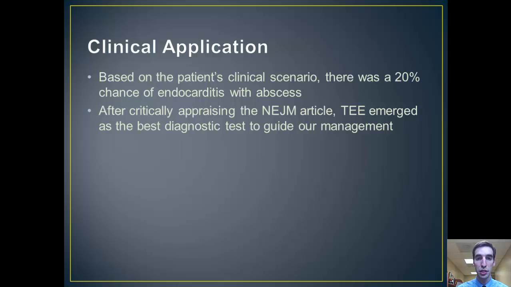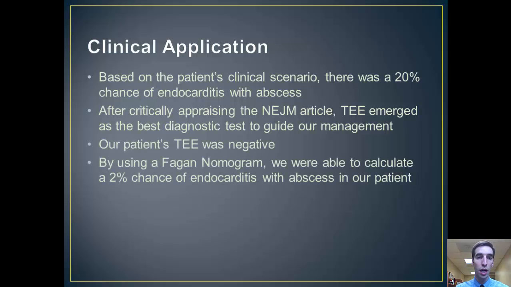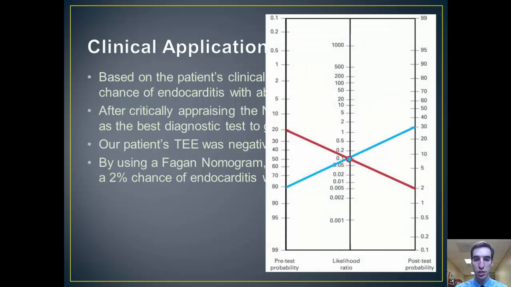After critically appraising the New England Journal of Medicine article, the TEE emerged as the best diagnostic test to guide our management. Our patient's TEE was negative. By using the Fagan nomogram, we were able to calculate a 2% chance of endocarditis with abscess in our patient. So we started out with this pretest probability of 20%. We then found that our TEE was negative, and so we got a likelihood ratio of 0.1. That was our negative likelihood ratio because the test was negative. We then came up with a post-test probability of 2%.